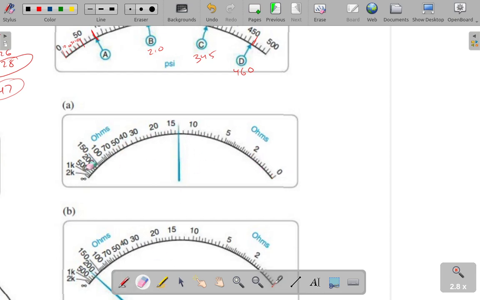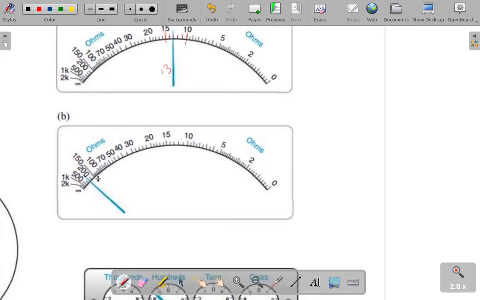You can see this goes all the way up to 1,000, 2,000. It goes all the way up to infinity, technically, if you have discontinuity. So you kind of have to read these and figure it out as you're going. If this is 10 and that's 15, then this would be 11, 12, 13, 14, 15. So this would be a measurement of 13 ohms.